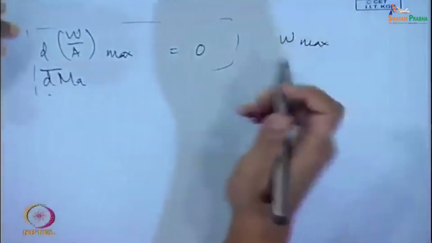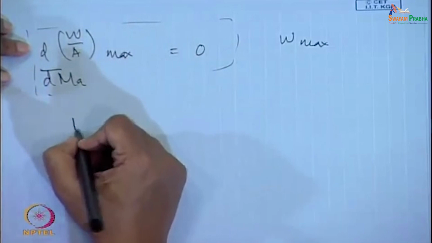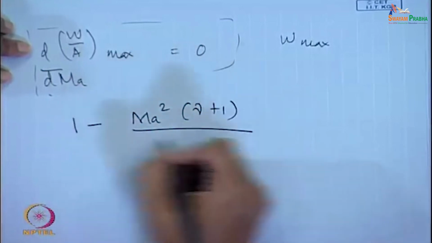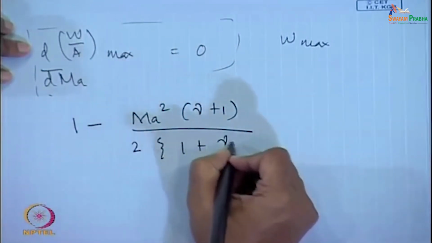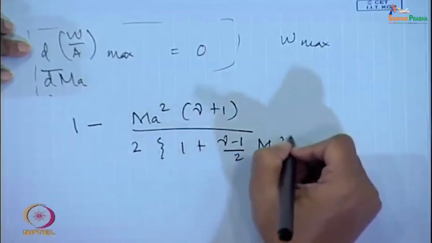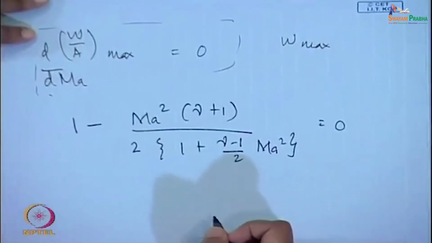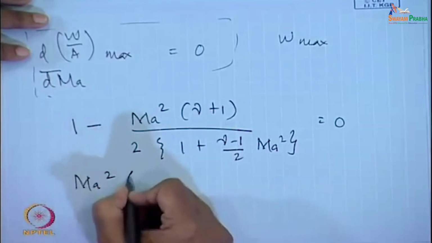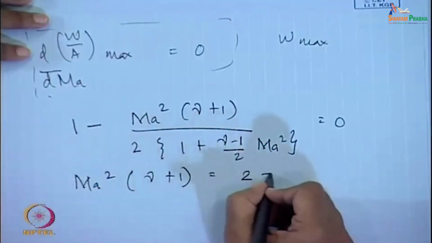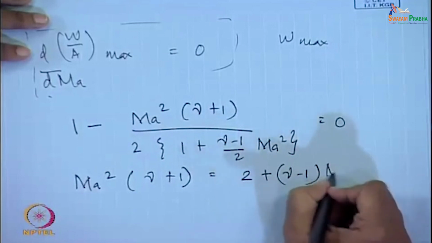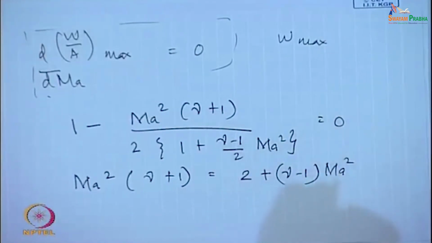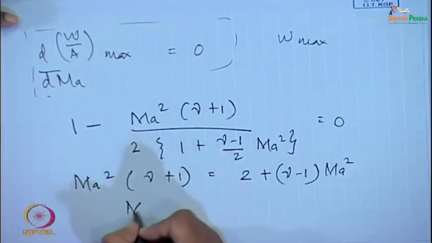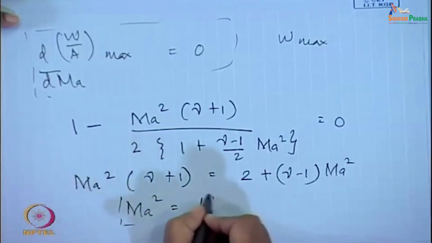And on differentiating what do we get? We find that if we differentiate it, the expression reduces to 1 minus M A square. You just perform it in your hostels and then you see whether you are getting it yourself or not. This equal to 0, isn't it? This is the thing which we get, or in other words we get just on substitution M A square into gamma plus 1 equals to 2 plus gamma minus 1 into M A square. And if you solve it, what do you get? We get from this particular condition M A square equal to 1.